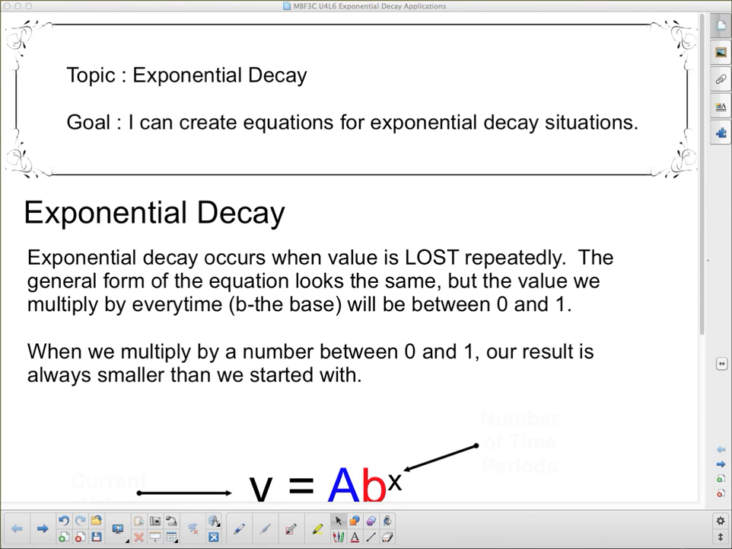Well, hello 3C, and welcome to some applications of exponential decay. So our goal for this video: I can create equations for exponential decay situations.